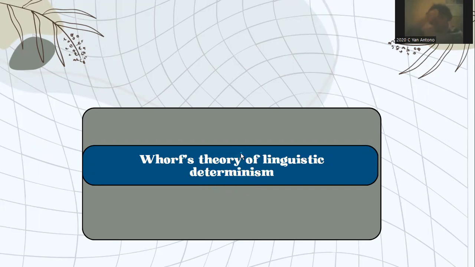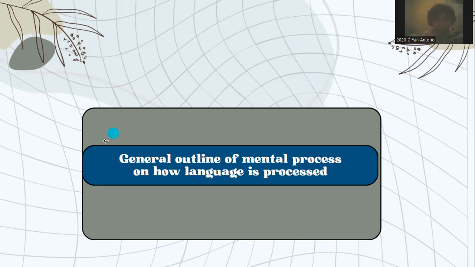And the second is Whorf's theory of linguistic determinism. In Traxler's book, this is also discussed. Whorf argued that the language a person speaks shapes the way they think and perceive the world. He believed that language was not just a tool for communication, but also a way of organizing thoughts and experiences.